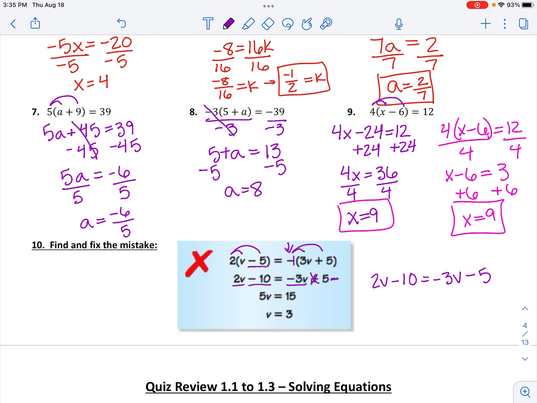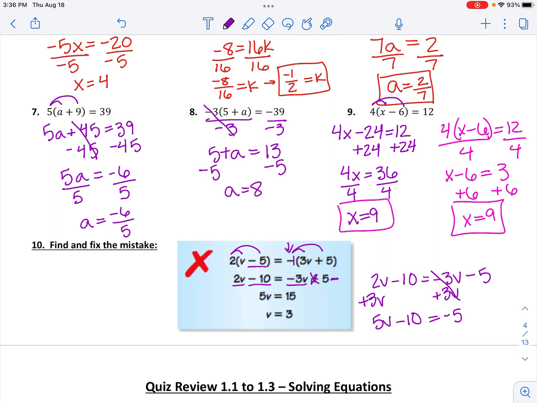Now we'll go ahead and finish solving it. I'm going to move all of my variable terms to the left side. So that means I want to move this 3v over. So I'm going to add 3v, opposite operations, inverse operations to move it across. 2v plus 3v is 5v, minus 10 equals, those cancel, bring down that -5.